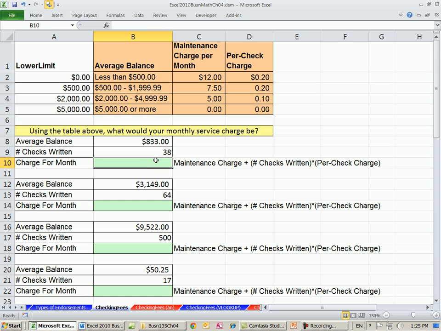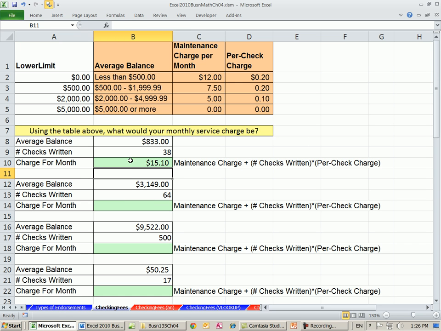So let's do a calculation. First, we have to look this up. We have to take $833 and find the category. It seems like it fits between these two, so it's 7.50 and 20 cents per check. So our formula becomes the 7.50 plus the charge for all of the checks. I'm going to say 38 times our 20 cents per check. Notice this will work perfectly because the order of operations says do multiplication first and then add.